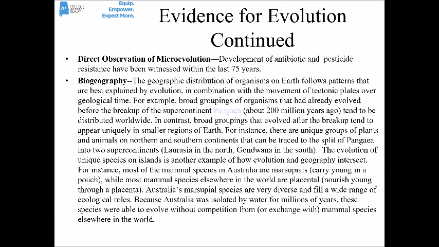The last couple of pieces of evidence for evolution we'll talk about is, first of all, direct observation of microevolution. We've seen resistance to antibiotics and resistance to pesticides happen within our lifetimes, within the last 75 years. Documented cases of real evolution happening. We'll also mention biogeography for a second. So looking at where organisms live on Earth and why they live there.